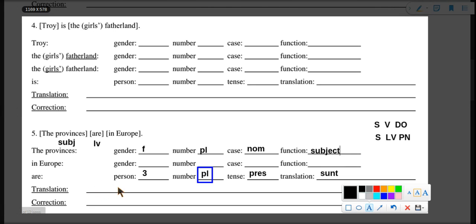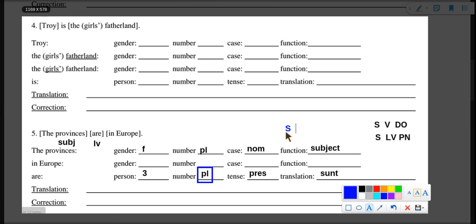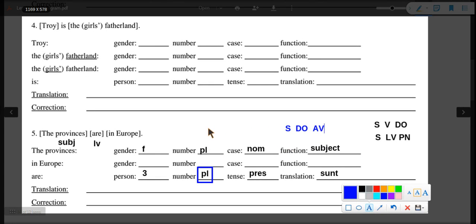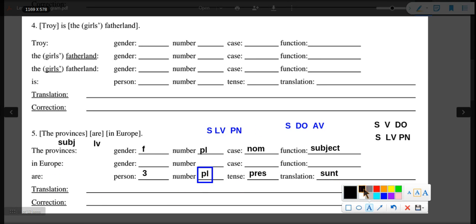Now we can come down to our sentence and translate what we have thus far. So remember, in English, we have subject, linking verb, predicate nominative, or subject, verb, direct object. Latin actually prefers the word order subject, direct object, and then action verb. Or if we have a linking verb construction, which we have here, we could put that linking verb in the middle. So subject, linking verb, predicate nominative. If you wanted to put your linking verb at the end, that would be fine as well.